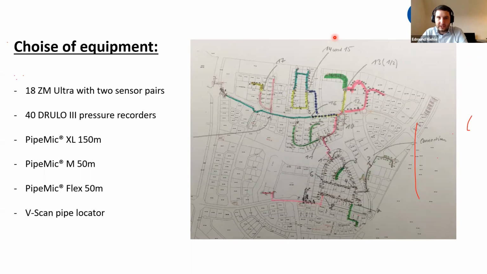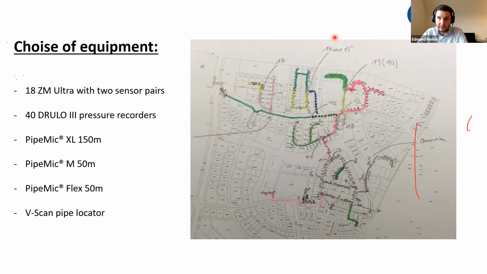Okay, the choice of equipment: you see here a small map with some of the chambers where we applied 18 flow meters called ZM Ultra Mobile, with 2 sensor pairs. That means we measured on the supply and the return at the same time, and I will show you later how we calculated this. Then we also applied 40 pressure loggers in the zone to monitor the pressure along the pipelines to see pressure drops caused by leaks.